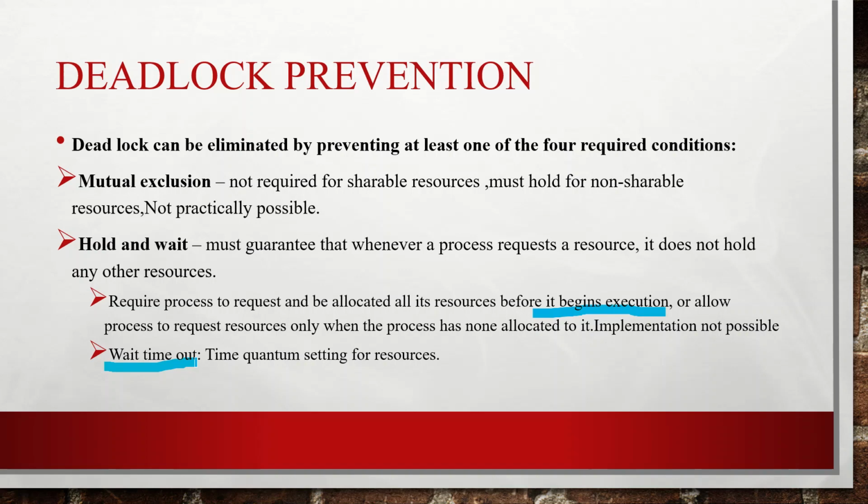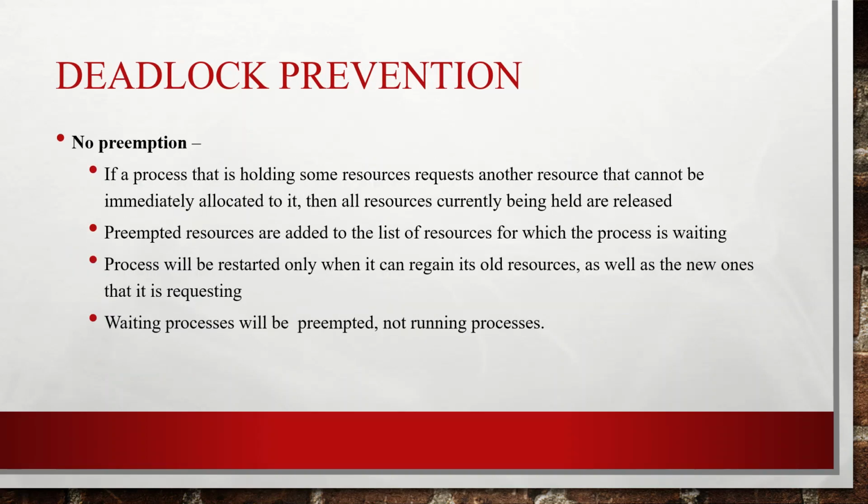So those are the first two conditions, mutual exclusion and hold and wait. Next is no preemption. What was the condition? No preemption. We have to remove no preemption, which means we have to introduce preemption, right? So what does no preemption mean?